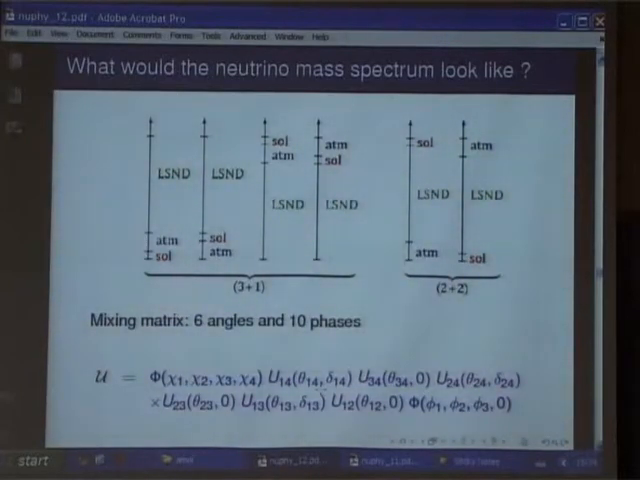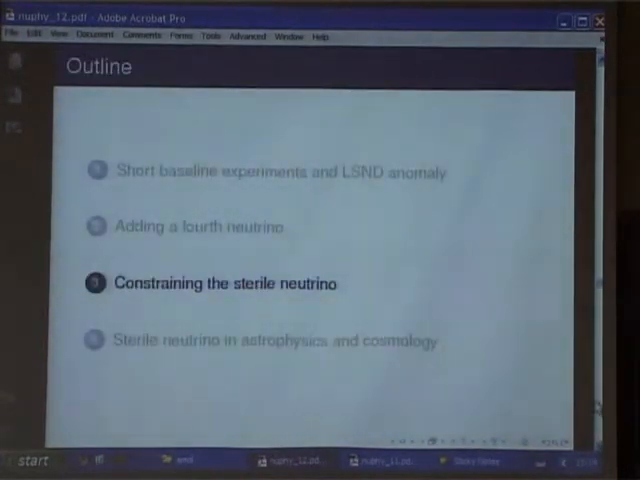Earlier there was only one delta. Now we have 1, 2, and 3 phases, so there are 3 CP phases. Earlier you got one Jarlskog invariant, independent of the sign of delta. Now you will have 3 different ones. So things become messy. You have to go to a complete analysis. So let's try to constrain this sterile neutrino.